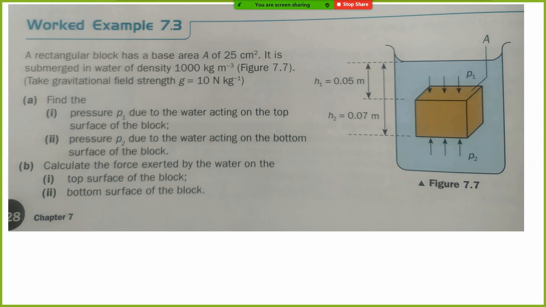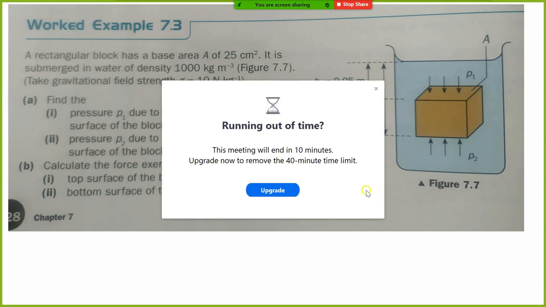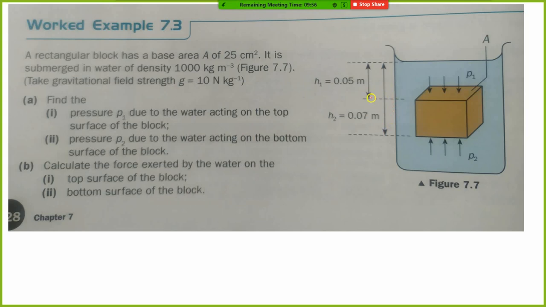Here's a question, guys, just to put things into perspective a little bit. I'm going to add a little bit more to the question because the question actually stopped there in this book. So it says that a rectangular block has a base area of 25 centimeters square. It is submerged in water of density 1,000 kilograms per meter cube.